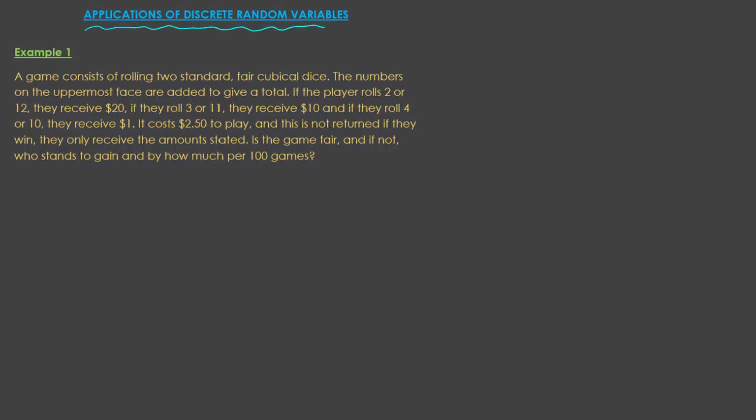Applications of discrete random variables. A game consists of rolling two standard fair cubical dice. The numbers on the uppermost face are added to give a total. If the player rolls 2 or 12, they receive $20. If they roll 3 or 11, they receive $10.